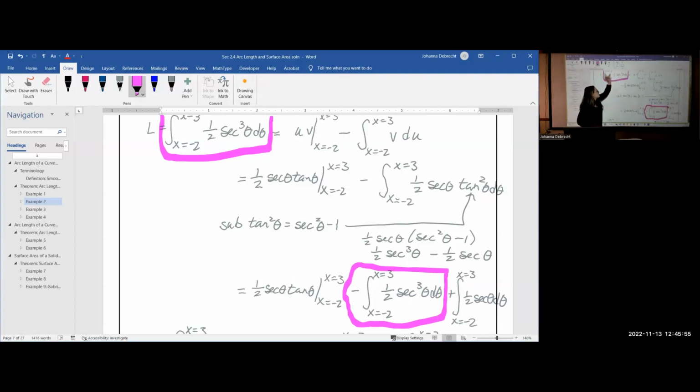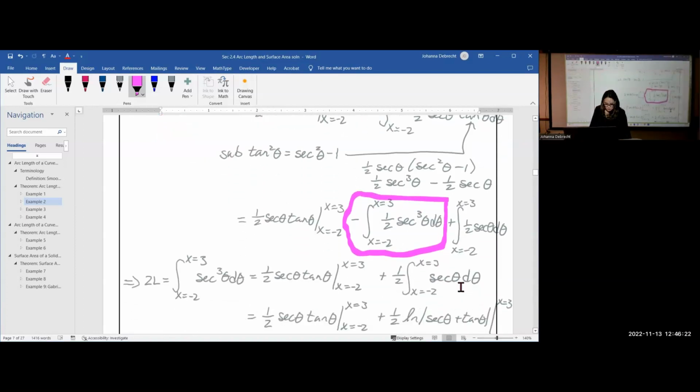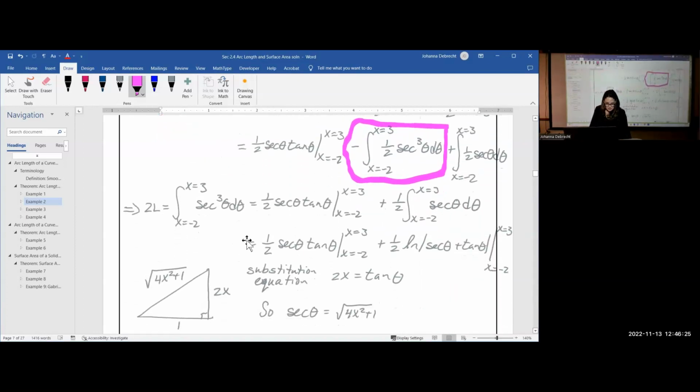They're both 1/2 secant cubed of theta d thetas. This one's a positive 1/2. This is a negative 1/2. So you're going to move this one to the left side of the equation by adding it. Now, L is equal to 1/2 secant cubed of theta. And when I move that one, I'm going to get 1 secant cubed of theta, which isn't going to be L anymore. It's going to be twice L, right? Because L is equal to 1/2, when I get the full 1, it becomes 2L. So you can see right here, I've got 2L.